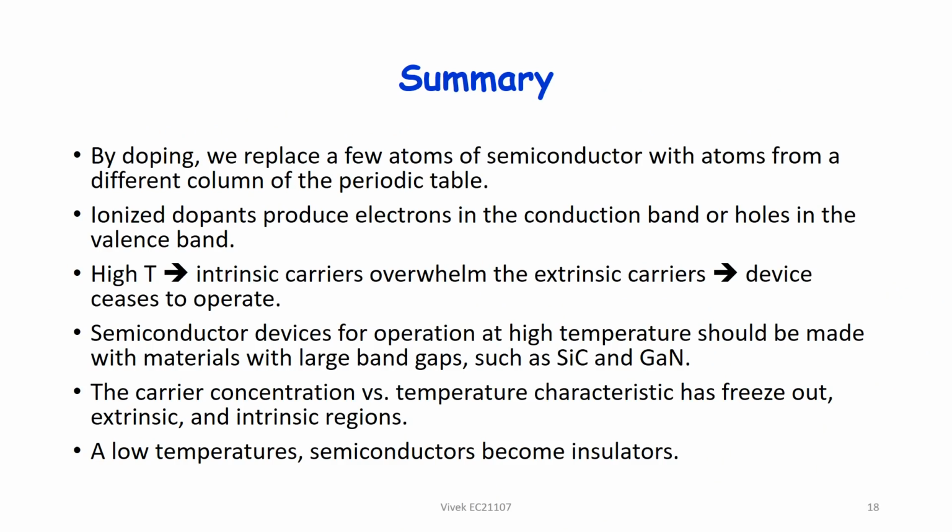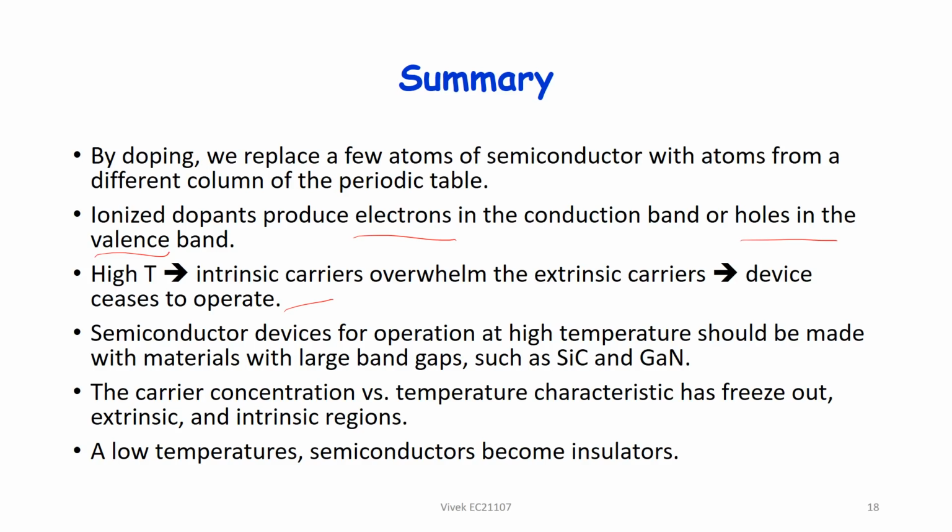Okay, summary. So I will summarize this. By doping we replace few atoms of semiconductor with foreign atoms from different column. Now ionized dopants produce electrons in the conduction band, the donors, or holes in the valence band, acceptors. At high temperature, intrinsic carrier concentration overwhelms the extrinsic carriers and device ceases to operate, or basically it becomes intrinsic again.